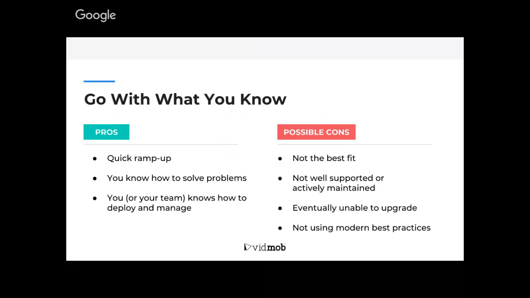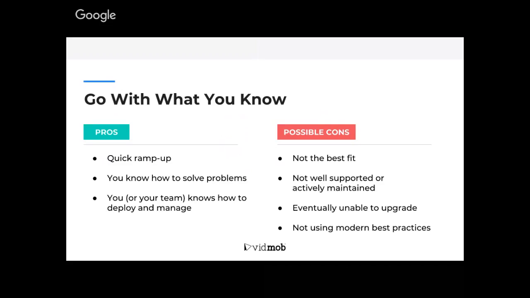Some possible cons of going with what you know, and this just might depend on your situation, is that it might not be the best fit for the product or project or solution you're going with. You may be a whiz at C++, but if you're trying to build a web app, that's not going to quite work. So you need to try to go with something that fits and works well for that particular situation.